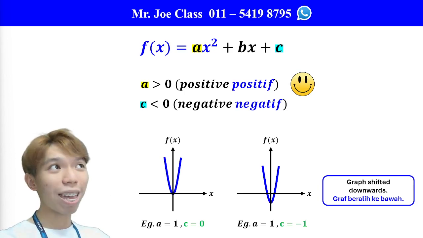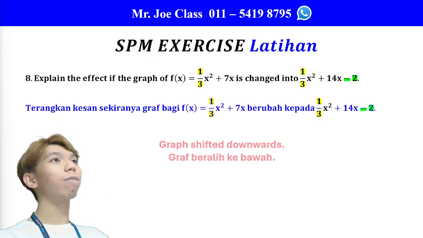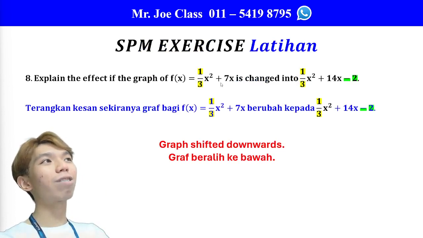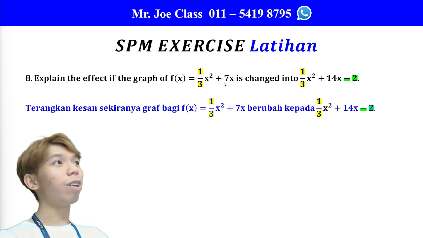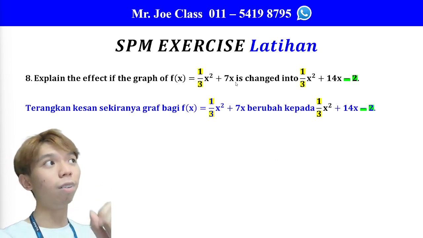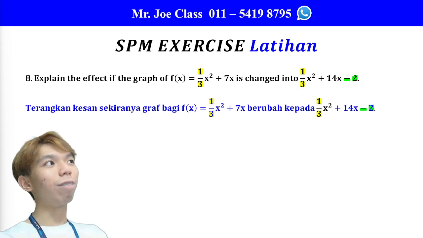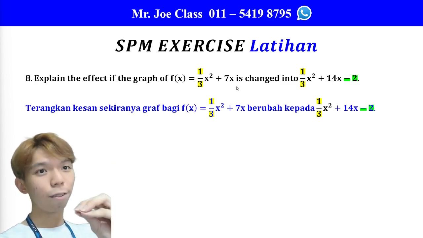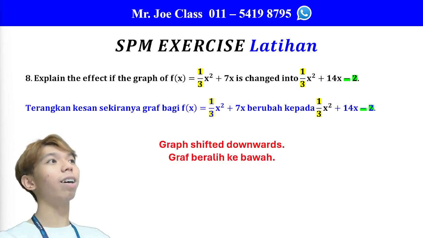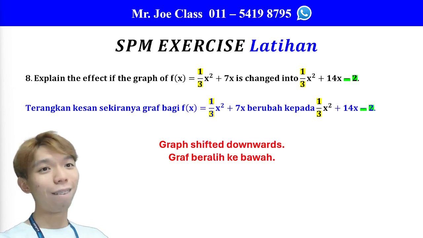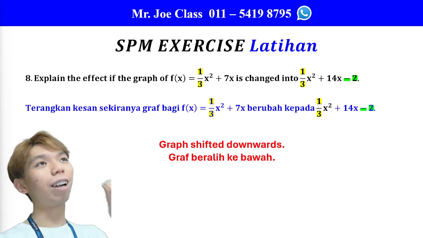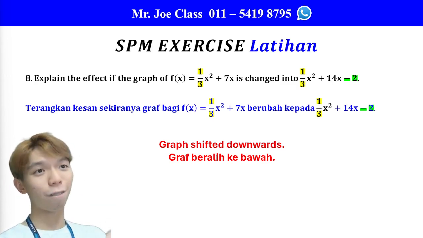And you do not have to describe A, you only have to describe C. So explain the effect if, okay, there is no C, you can see 1 over 3x squared plus 7x, there is no C. So if there is no C, we assume that C is 0, because there is no C. So C is 0, and it changed to C is negative 2. So from 0 to negative 2, the graph will shifted downwards, beralih ke bawah, because C is actually the point where the graph intersects on the y-axis, on the f(x).